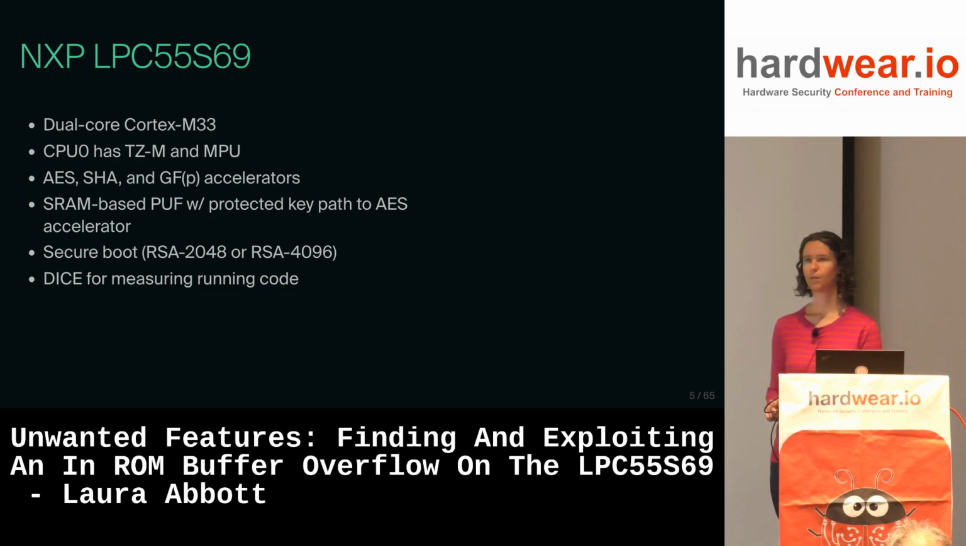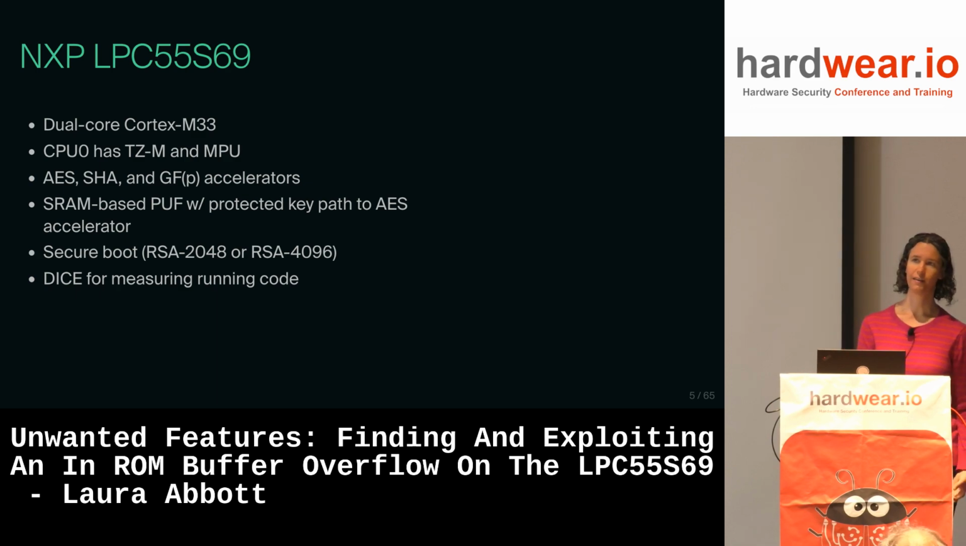A couple of features that I'll talk about later are there's a PUF, a physically unclonable function, and a feature called DICE, which is used to generate a cryptographically secure identity based on a secret and the running code. And DICE is a feature that really helps us to be able to say we trust what's running on our root of trust.